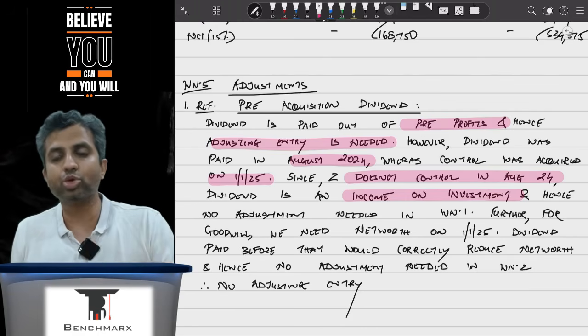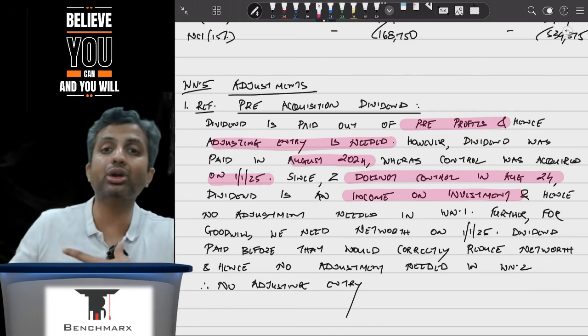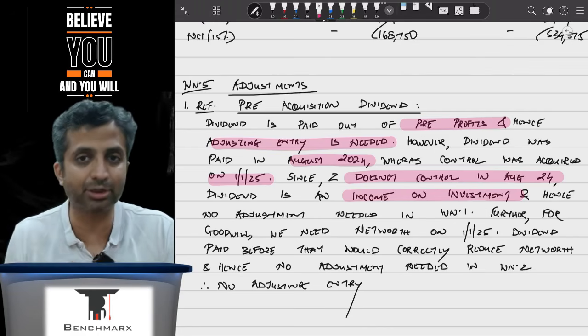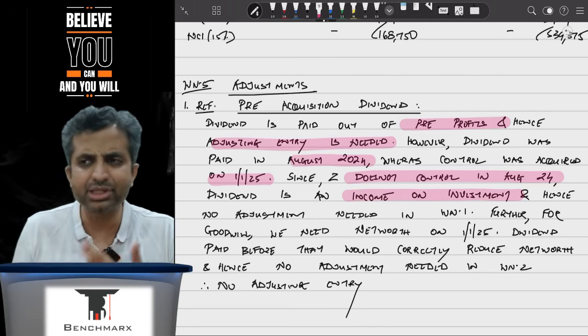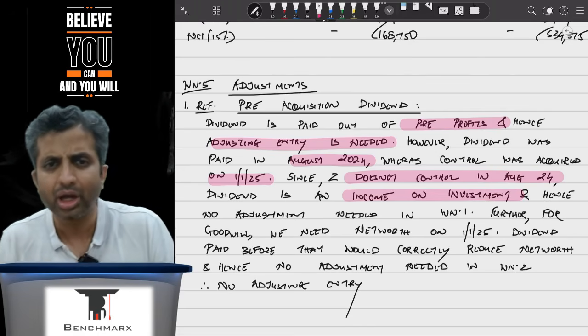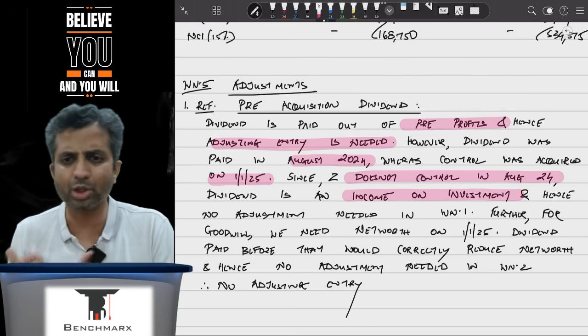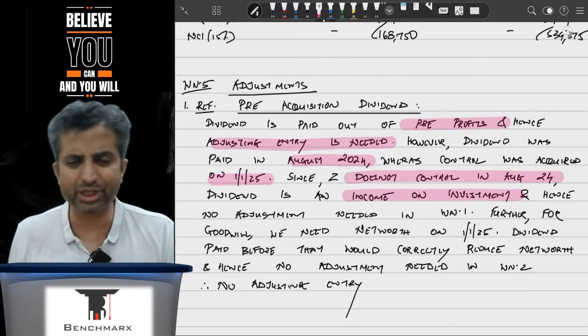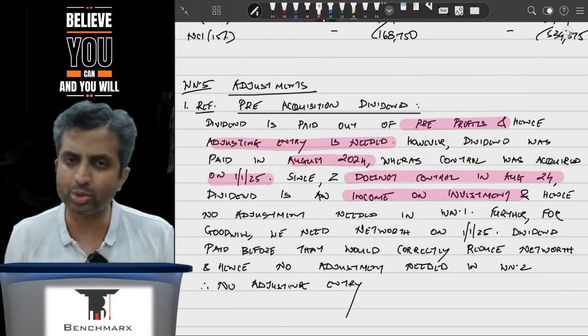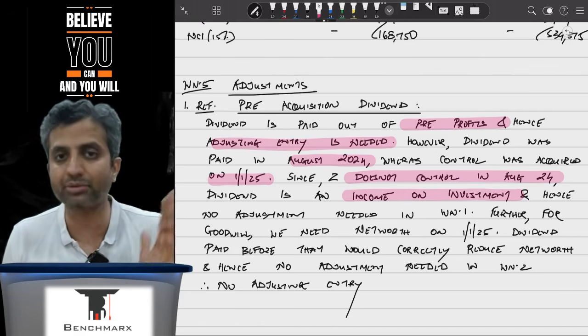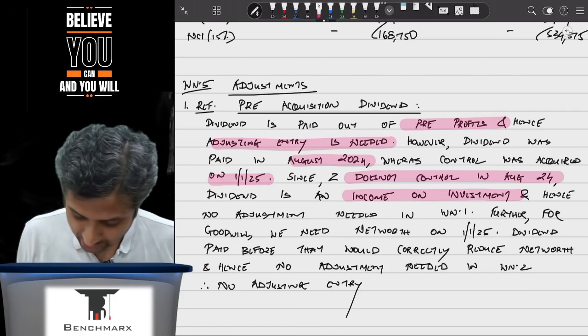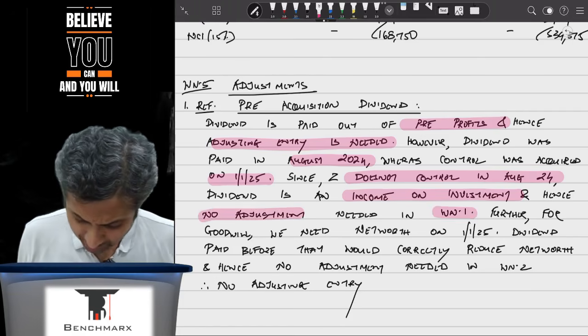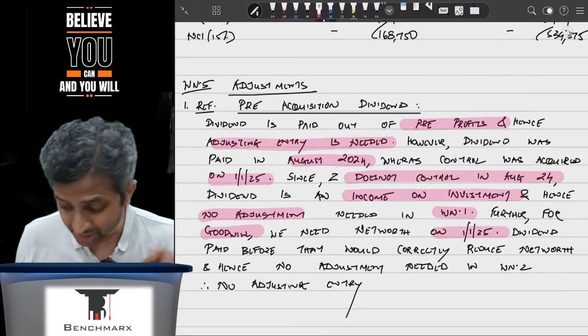See, remember, once you acquire control, you consolidate incomes and expenses, assets and liabilities, and hence you don't again take over the dividend income because you're already consolidating the revenues, expenses, etc. But over here it is an investment, and investment income in August 24 should go to the PL. So there's no question of eliminating it, and hence no adjustment needed in working note 1. Further, for goodwill, we need the net worth on 1st January 25.